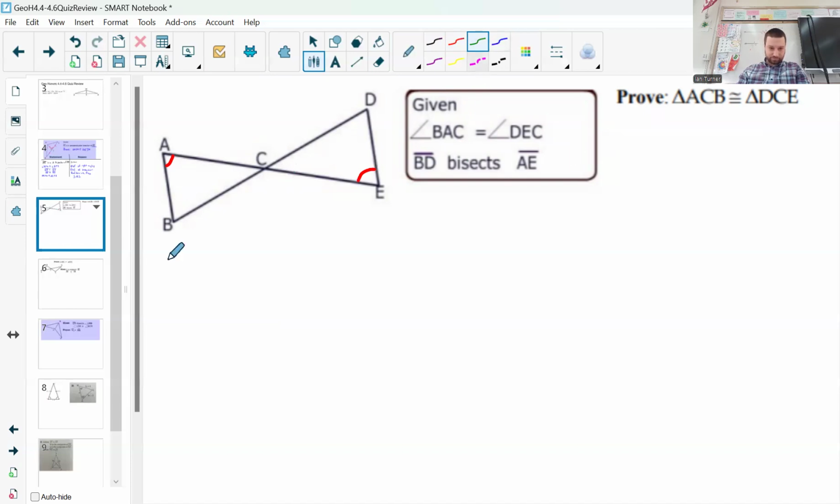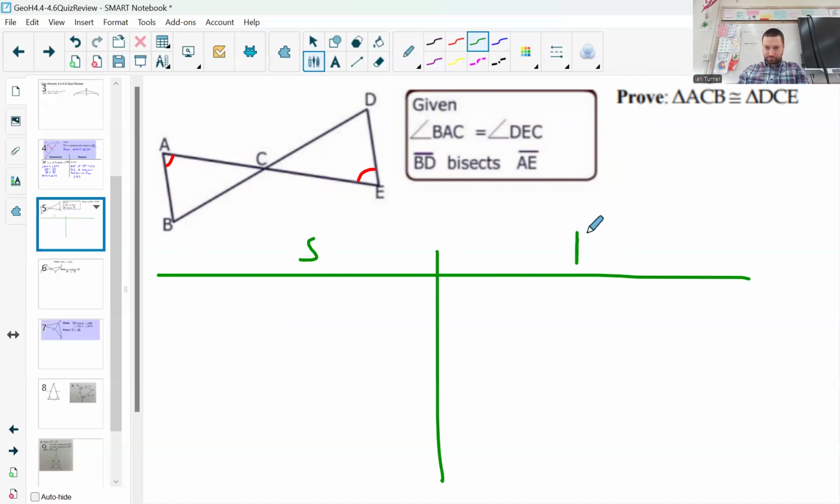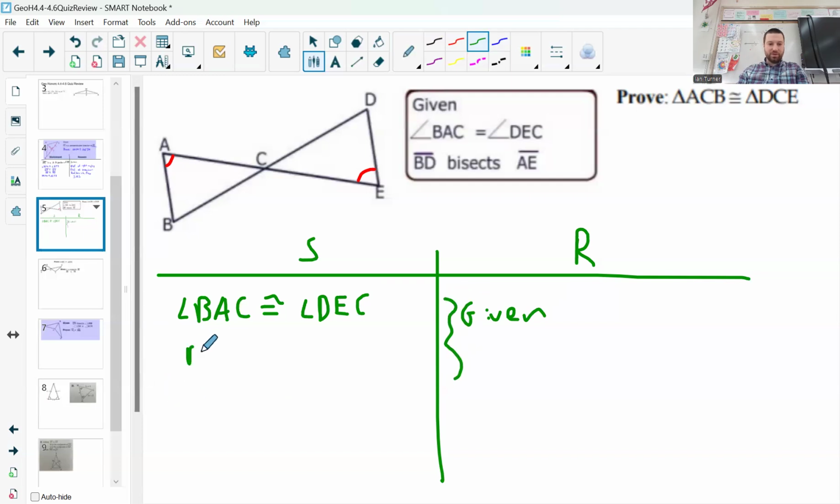Okay. Look at that straight line. So we have our given. Angle BAC is congruent to angle DEC. And then, whoops, we should do a little bracket here, because we have another given.